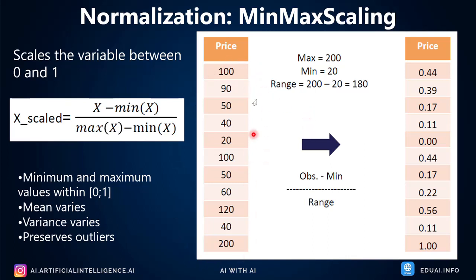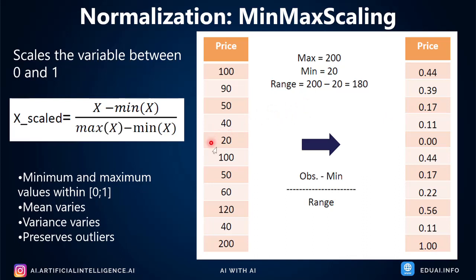So again, we have prices given here in the column, right? Prices range between 20 and 200. Minimum is 20 and maximum is 200. So the range becomes 200 minus 20, which is 180. In the denominator, we need the range, max minus min, which is 180. And the actual variable minus the minimum of input, which here is 100 minus 20, which is 80, divided by 180, which comes to 0.44. So this is how the values are calculated.